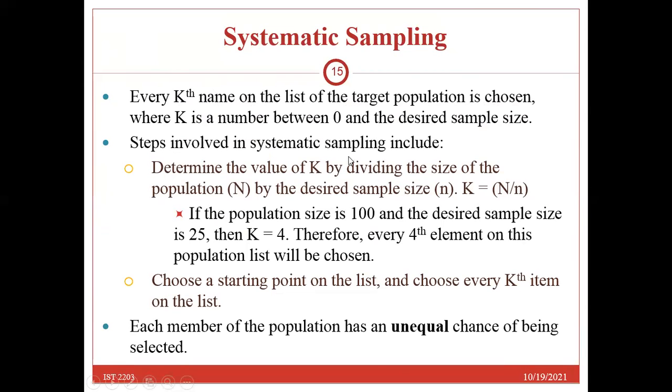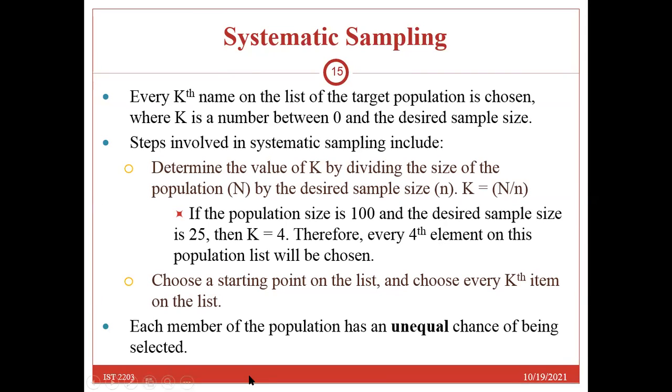The steps involved in determining the systematic sampling are as follows. First, you determine the size of the population, capital N. And then you also need the sampling size, the small n, such that your value K will be big N over small n. Example, if population is 100 and the desired sample size is 25, then K will be 4. So then you'll be choosing every 4th element in the list.